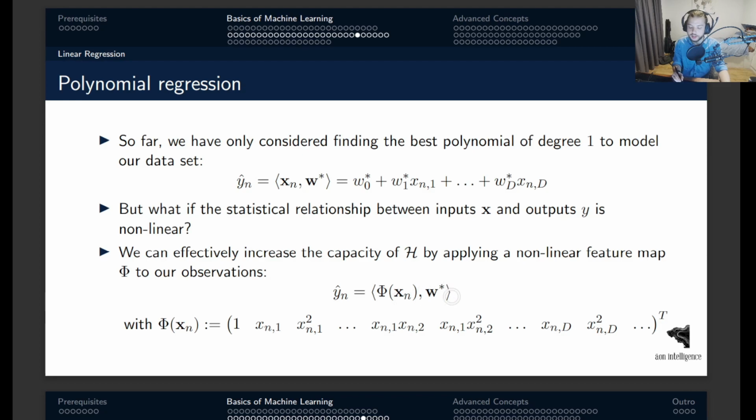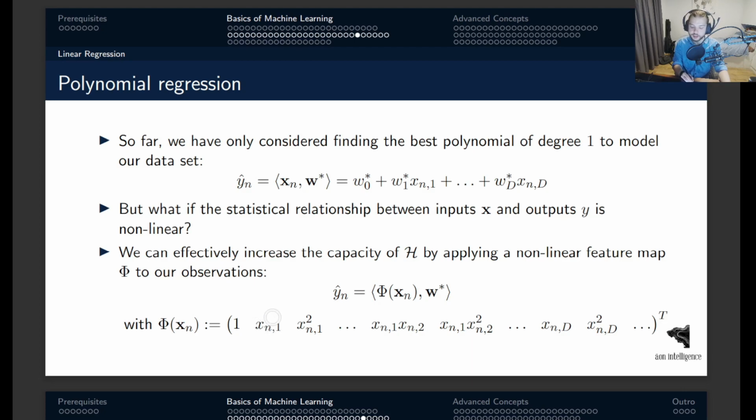The inner product is a linear function, but we can apply what's called a nonlinear feature map to our observations. The feature map, let's call it phi, takes as input any observation and produces a vector of larger dimensionality than the original observation. In it you will find the leading one for the bias term, but also nonlinear representations of your original features.